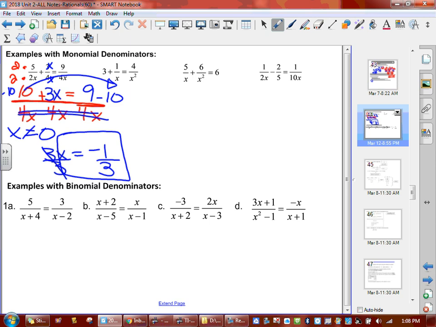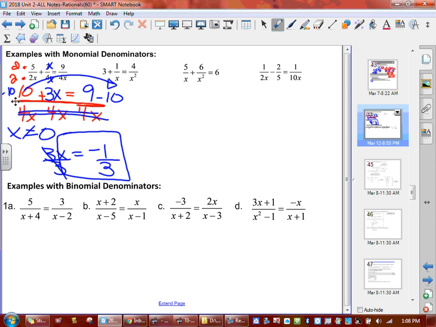Any questions on the first example? No. You guys okay? Stuff's making sense? How about you guys back there? Back row? Yeah? All right.